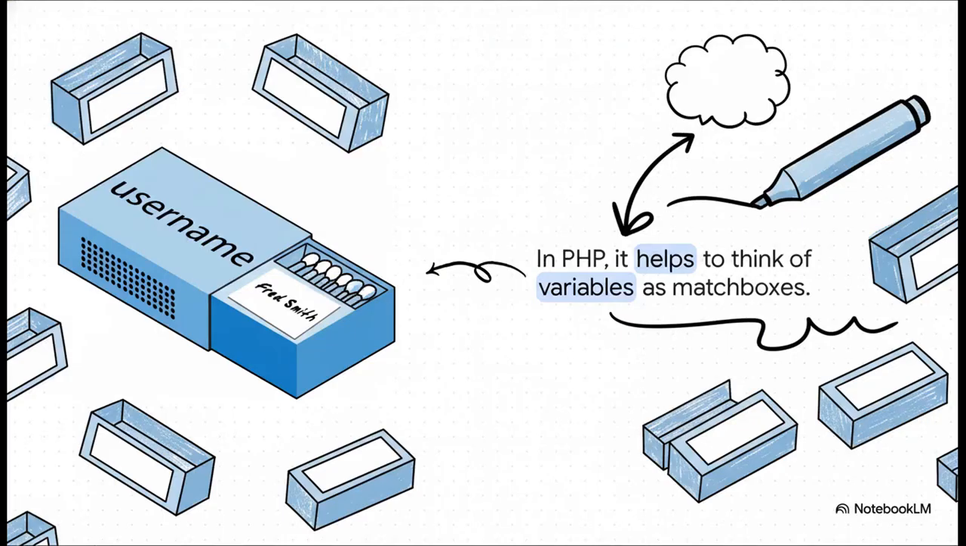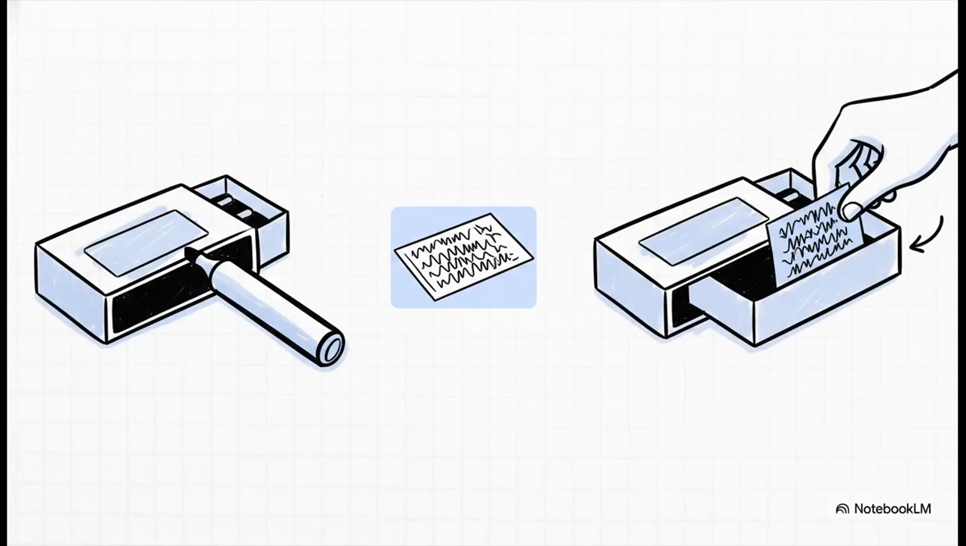Okay, to make this super clear, let's use a little analogy. Imagine you've got a bunch of empty matchboxes. Just simple, everyday matchboxes. Each one can hold something inside, and you can write a label on it so you know what's in there. So, when you see a piece of code that looks like this, all it's really saying is this. Grab an empty matchbox, and with a pen, write username on the label. Then you take a tiny piece of paper, write Fred Smith on it, fold it up, and stick it inside the box. That's literally it. You've just stored a piece of information.